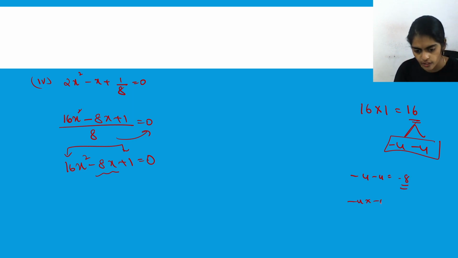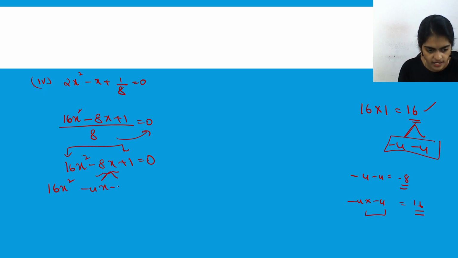And minus 4 into minus 4: 4 4s are 16, minus into minus is plus. So I am getting plus 16 again. So I am going to split my minus 8x as minus 4x minus 4x plus 1 equal to 0.